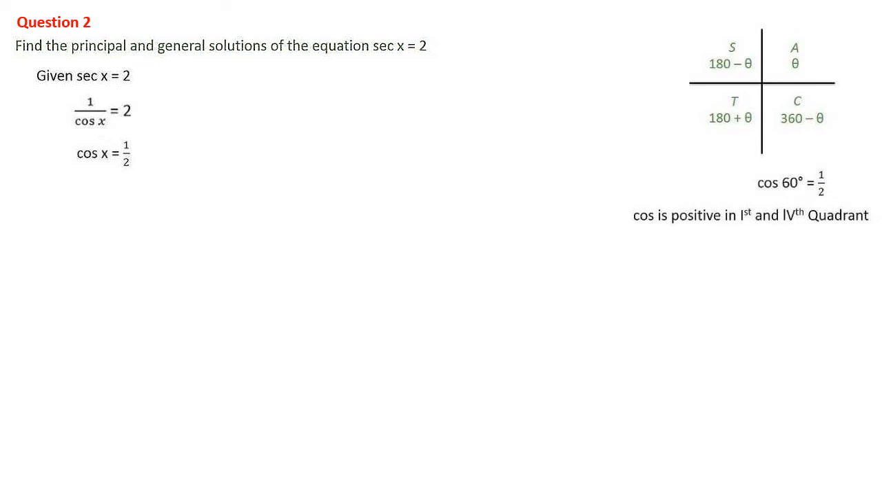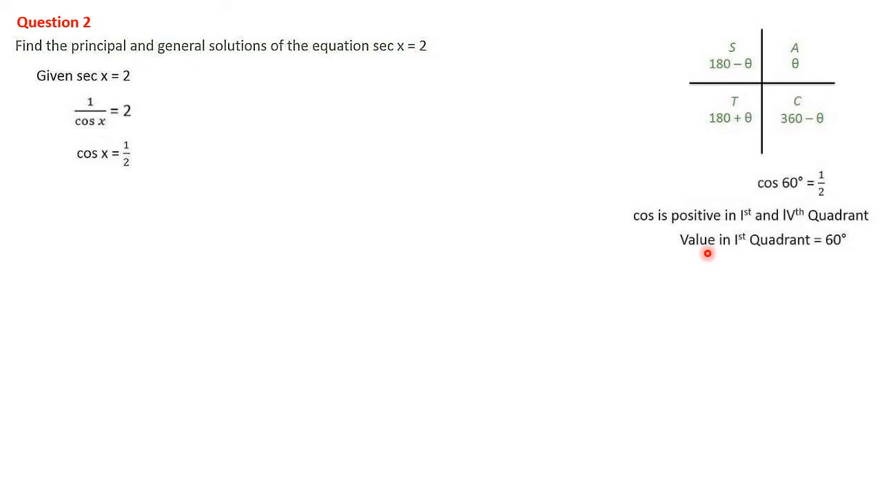Then cos is positive in the first and fourth quadrant. Here cos x is 1 by 2, a positive value, and we have to find out in which quadrants cos is positive. Cos is positive in the first quadrant, where all are positive, and in the fourth quadrant also.